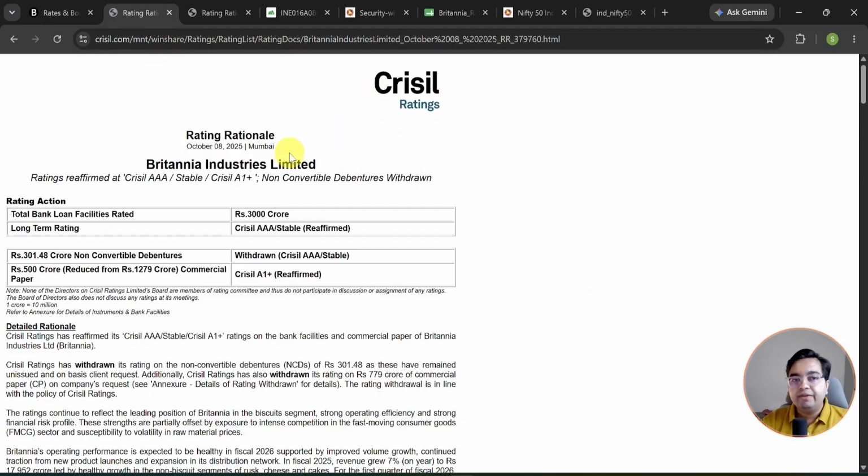When we look at the CRISIL rating for Britannia Industries, we find that the rating has been CRISIL triple A, stable. There was a long-term rating done by CRISIL for Britannia Industries somewhere around October 8, 2025.